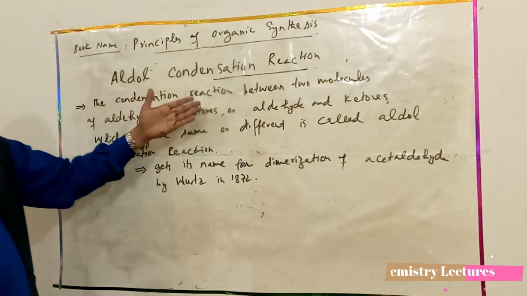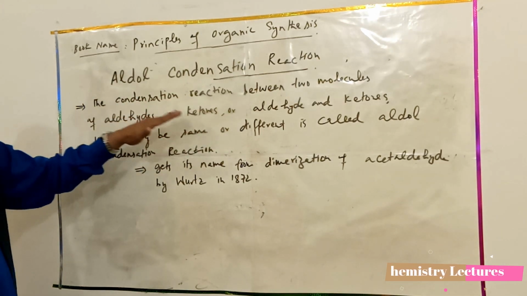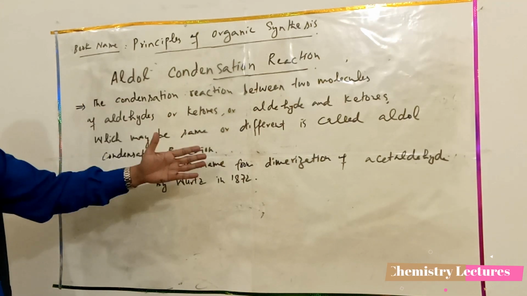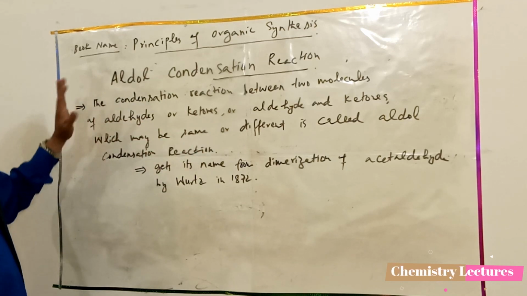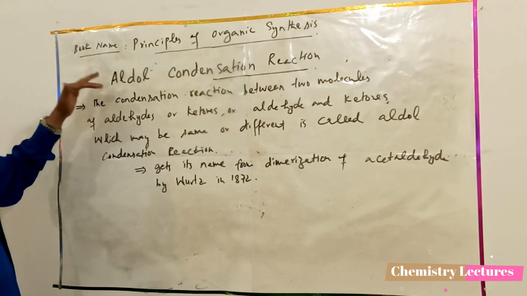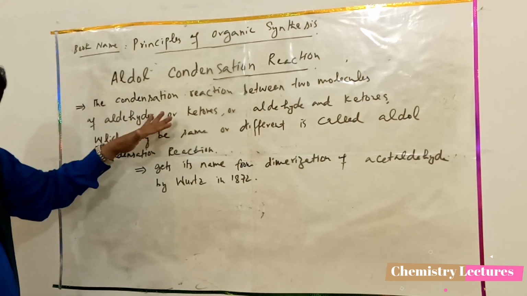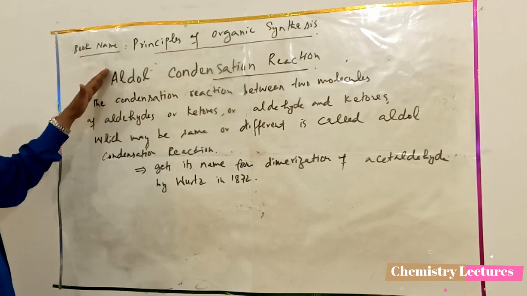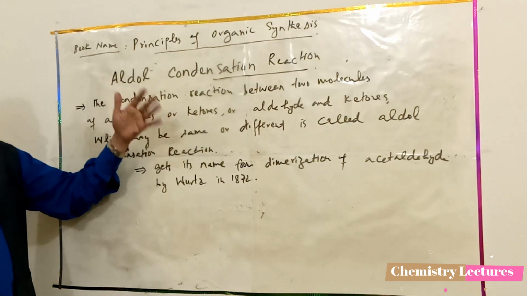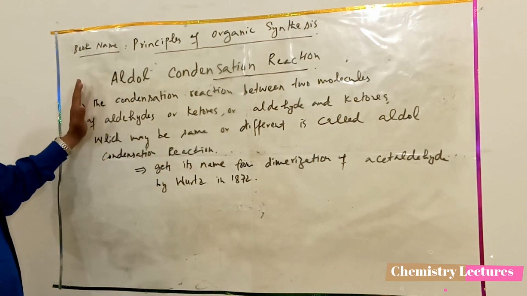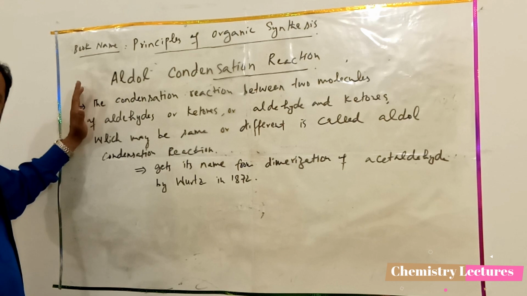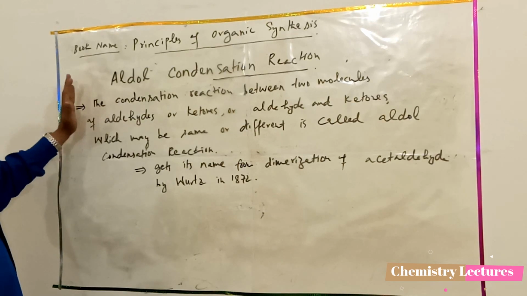The condensation reaction between two molecules of aldehydes or ketones, or an aldehyde and a ketone, which may be different or the same, is called the Aldol condensation reaction. If the reaction takes place under base, it is called Aldol condensation under basic conditions. This reaction can also take place in acidic conditions; acid catalyzed condensation we will discuss later.